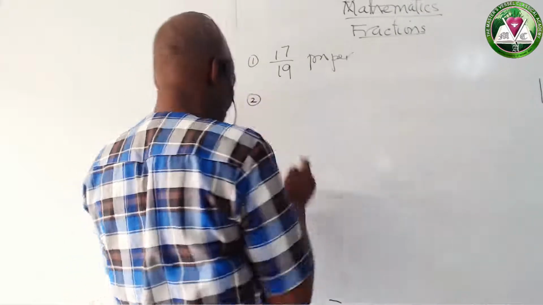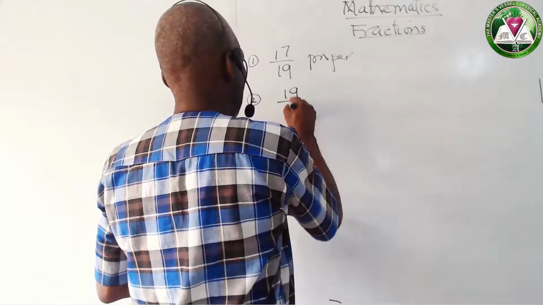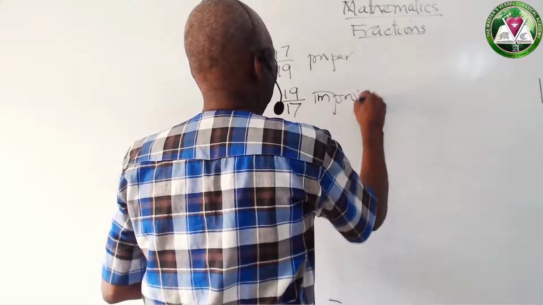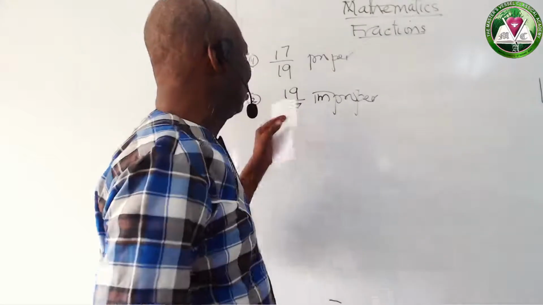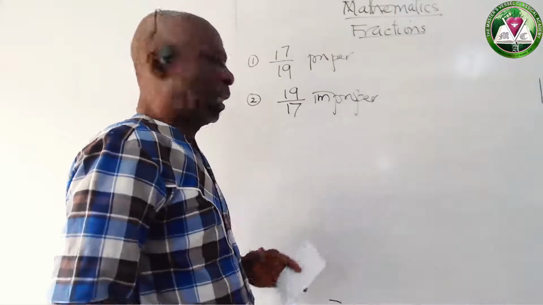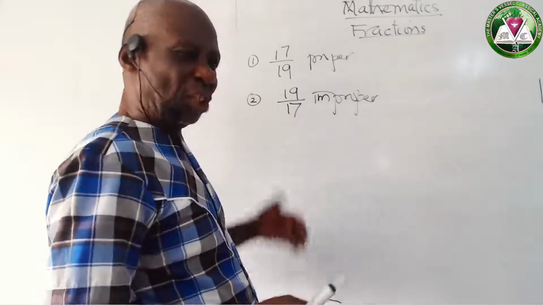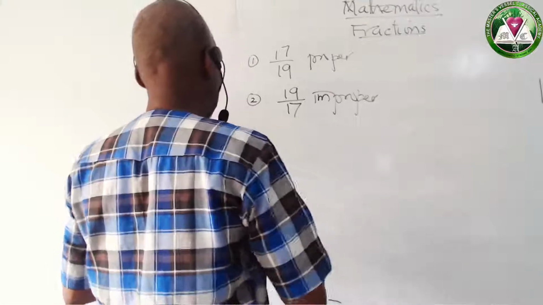Number 2, we are given 19 over 17. This is an improper fraction. Of course, you know, here now, the numerator is greater than the denominator. The load the leg is carrying is more than the leg can carry. That is that improper fraction.